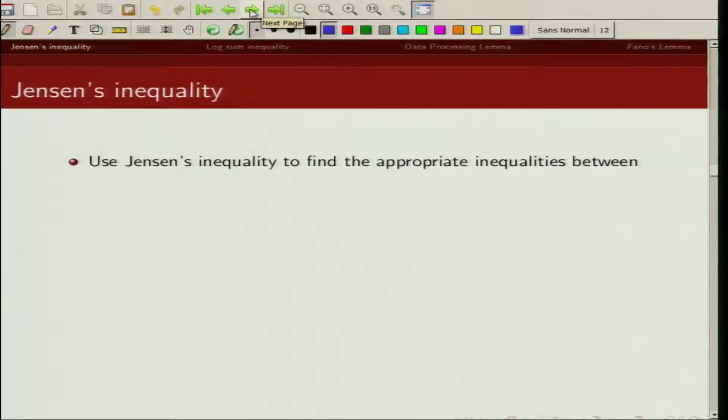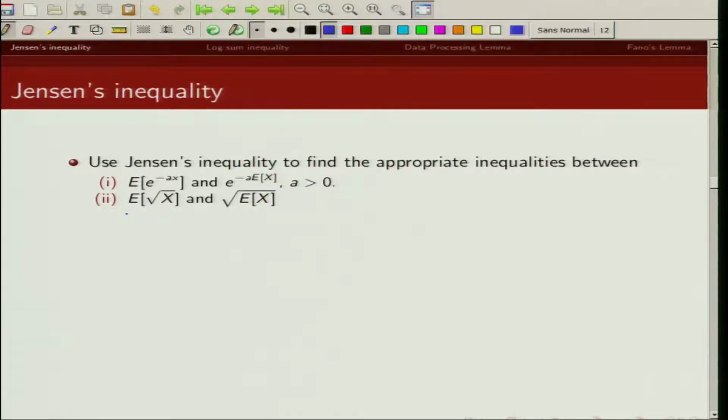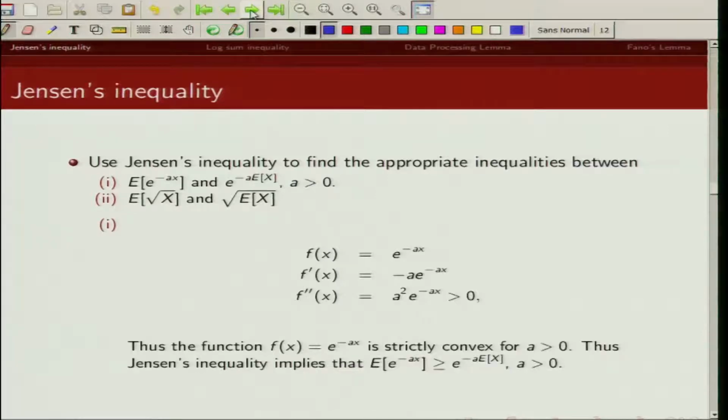So let us take an example to illustrate the Jensen's inequality that we have talked about. Use Jensen's inequality to find appropriate inequalities between the expected value of e raised to the power minus aX and e raised to the power minus a times the expected value of X, where a is greater than or equal to 0, and the second function that we are considering is the expected value of square root of X and the square root of the expected value of X. So in the first case this function is given by this. We want to find out whether the function is concave or convex, and depending on that, we can find the relationship between the expected value of the function and the function evaluated at the expected value.